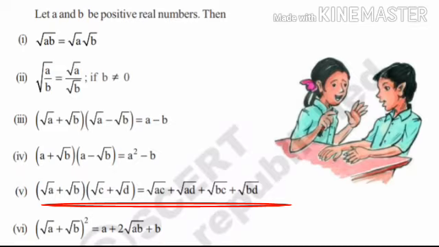Fifth one, root a plus root b into root c plus root d is equal to root ac plus root ad plus root bc plus root bd. Sixth point, root a plus root b whole square is equal to a plus 2 into root ab plus b. Let us look at some particular cases of these properties.